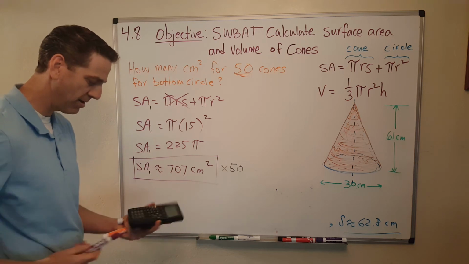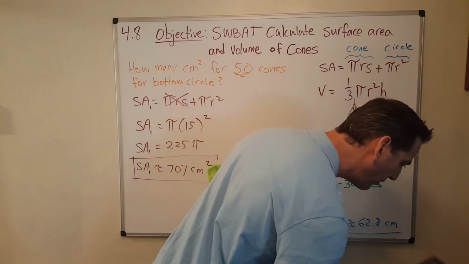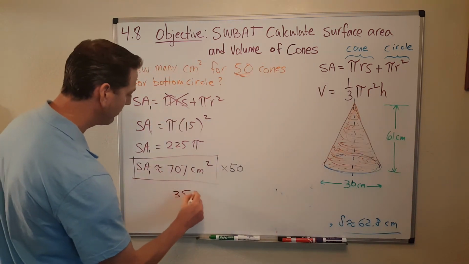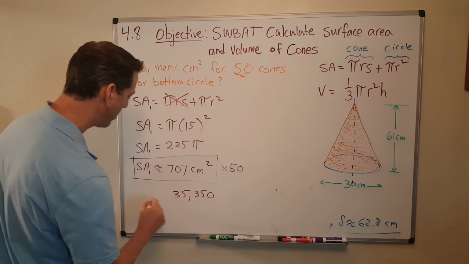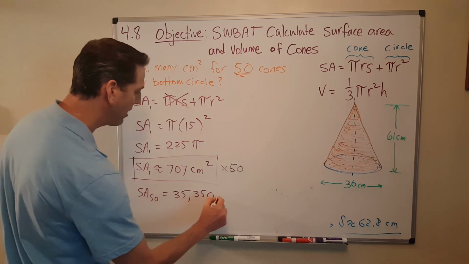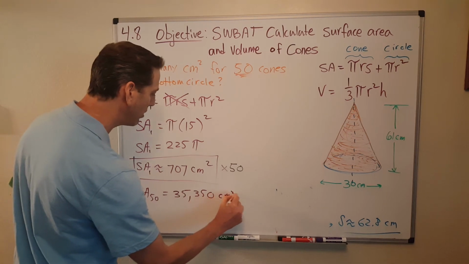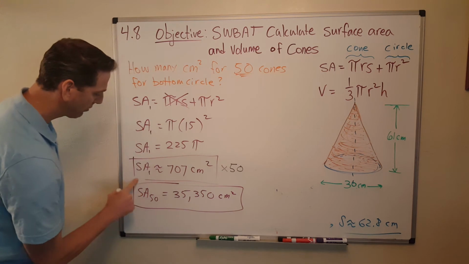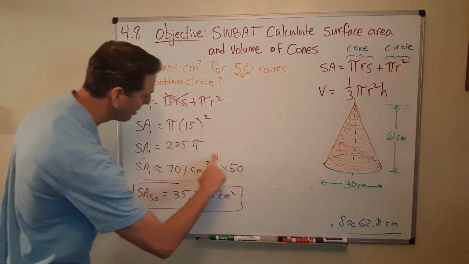Get the pen out here. 35,350. So that's surface area for 50 of them, and that is in square centimeters. All right, so really we should not have boxed that.